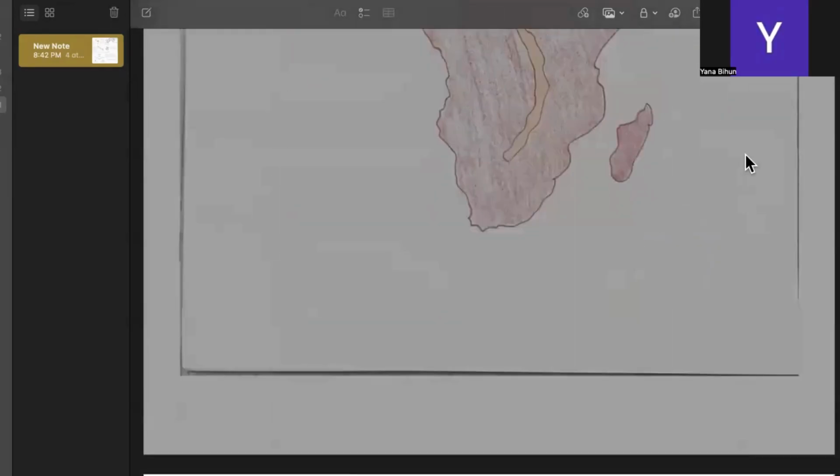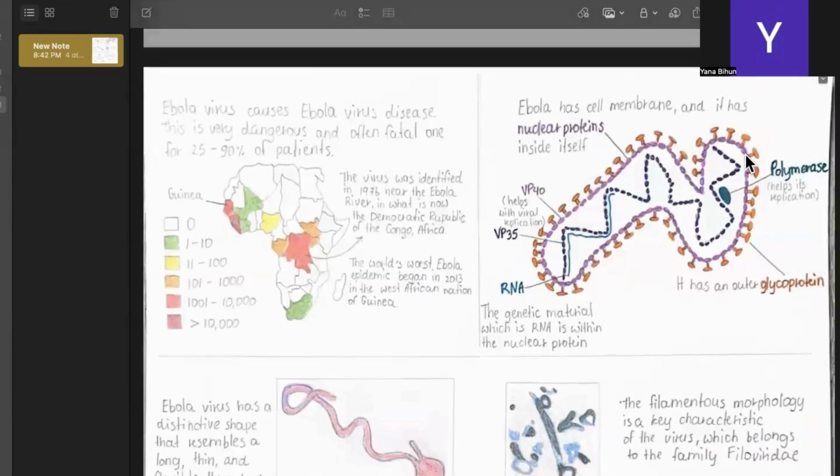Ebola virus. Ebola virus causes Ebola virus disease. This is a very dangerous and often fatal disease, killing 25–90% of patients. The virus was identified in 1976 near the Ebola River in what is now the Democratic Republic of the Congo, Africa.